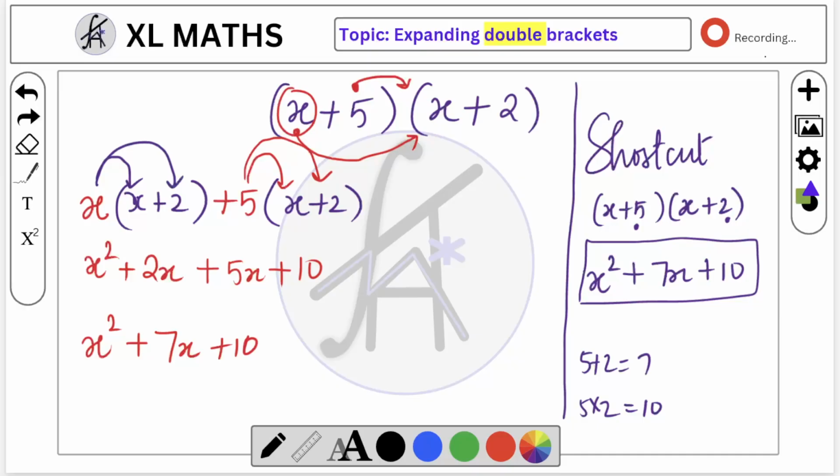Okay, in the next video we would be having the second type where the first bracket is positive but the other bracket is negative.